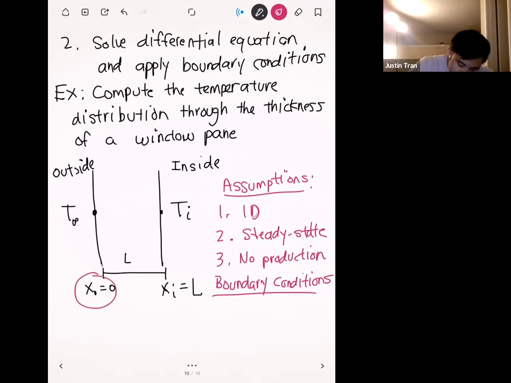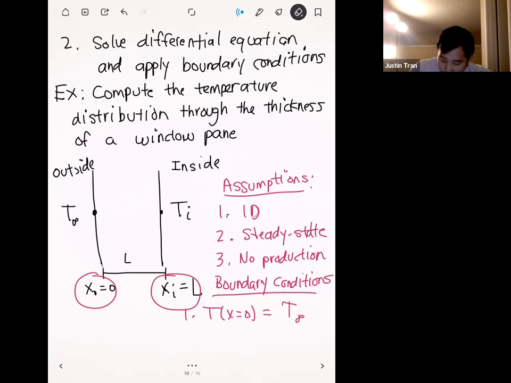The two extremities of our domain are going to be x is equal to 0 and x is equal to L. And so we have to define what the temperature looks like at these locations. The temperature at x is equal to 0, which is the outside world, we know is equal to T infinity. That's going to be our first boundary condition. So T of 0 is equal to T infinity.